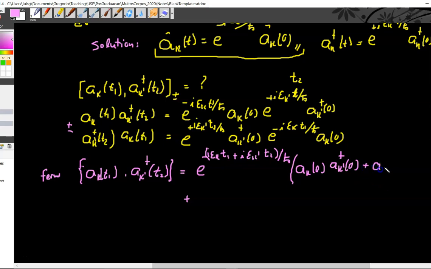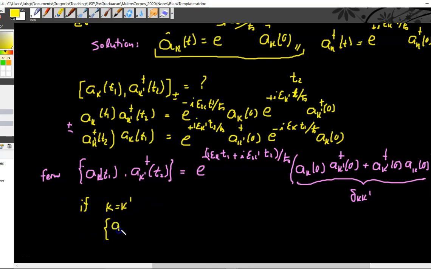So this would be just a commutator, AK, the anti-commutator, AK, which is just delta KK prime. All right. So if K equals K prime, there's a phase times delta KK prime. Let's just take the case K equals K prime. Then AK T1, AK T2, which at equal times would be just 1, right?